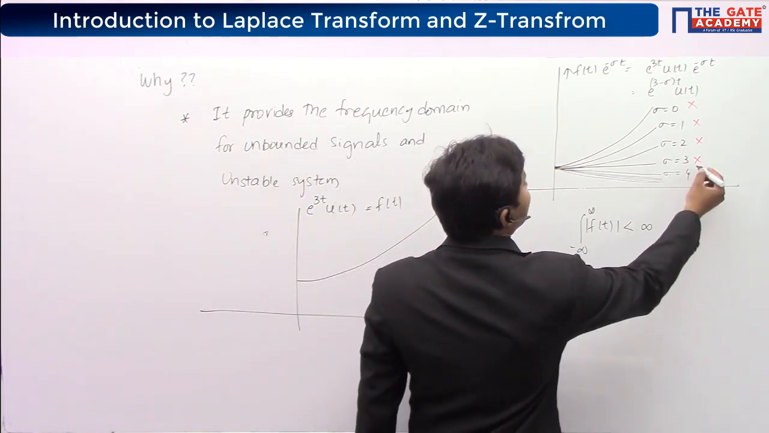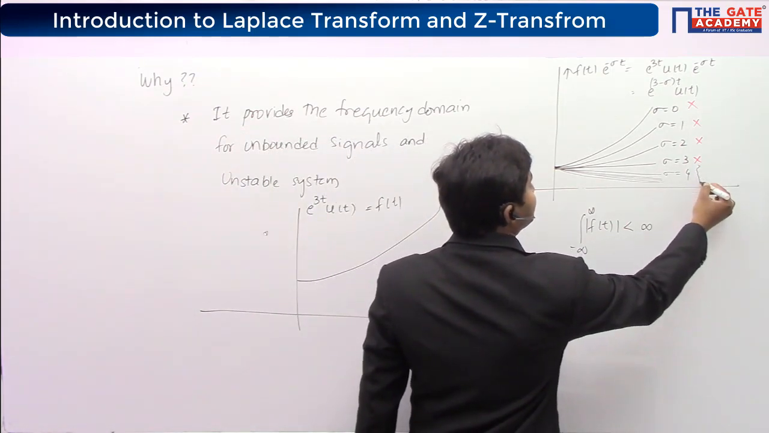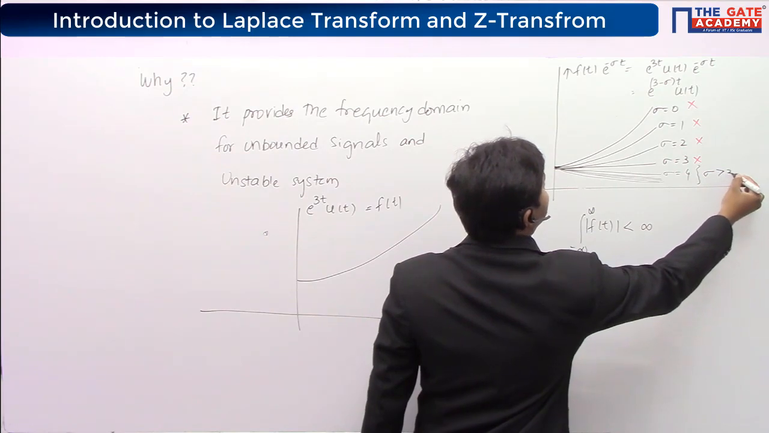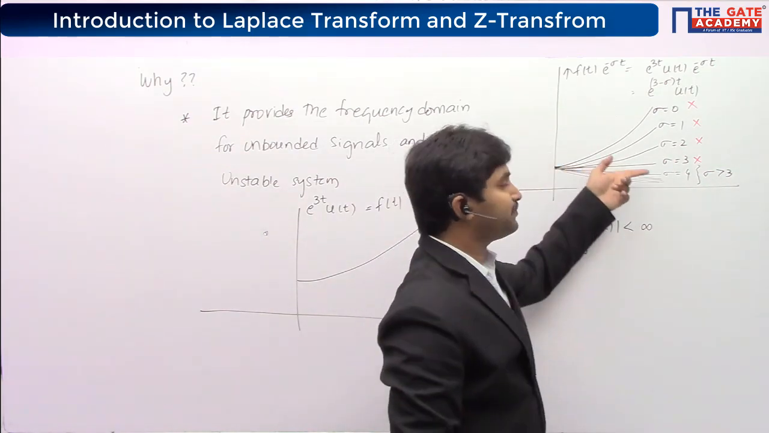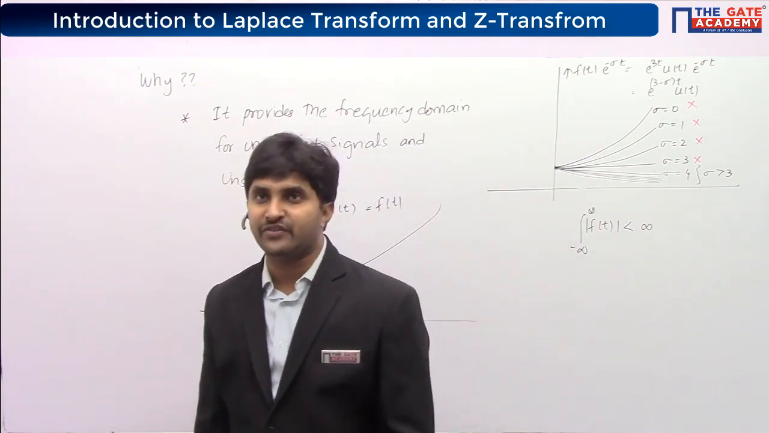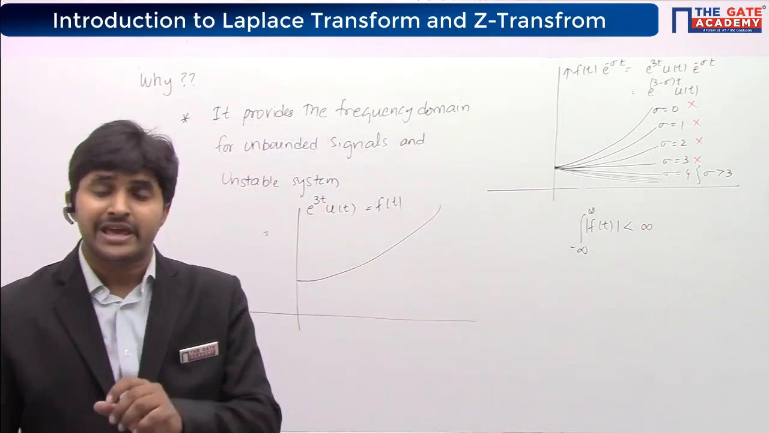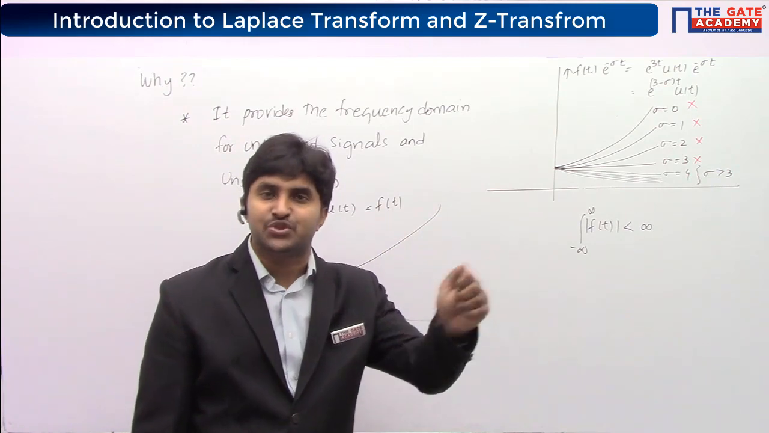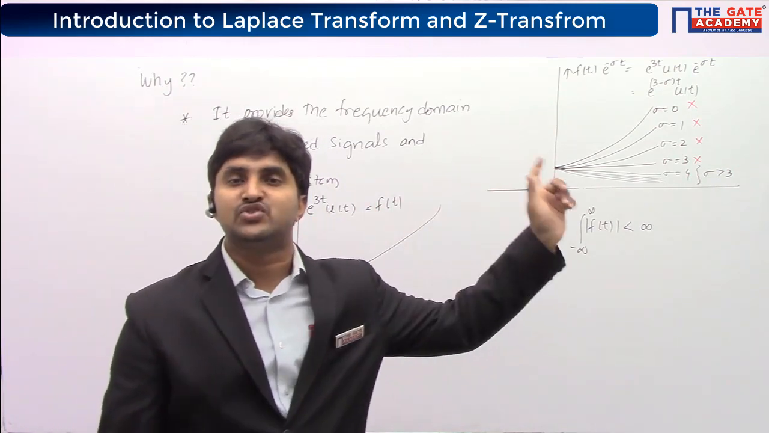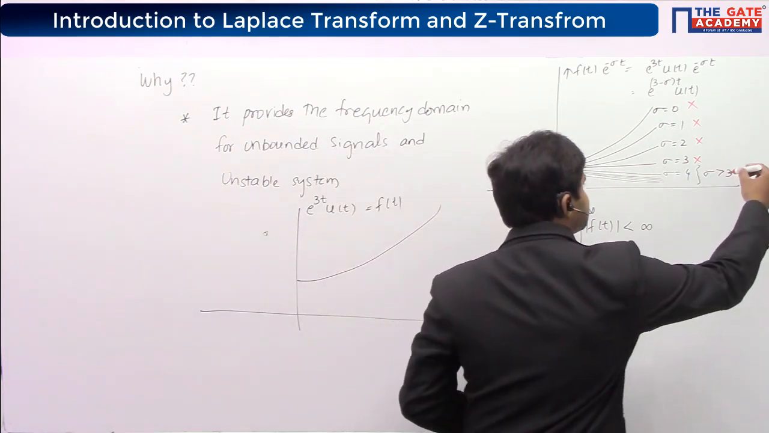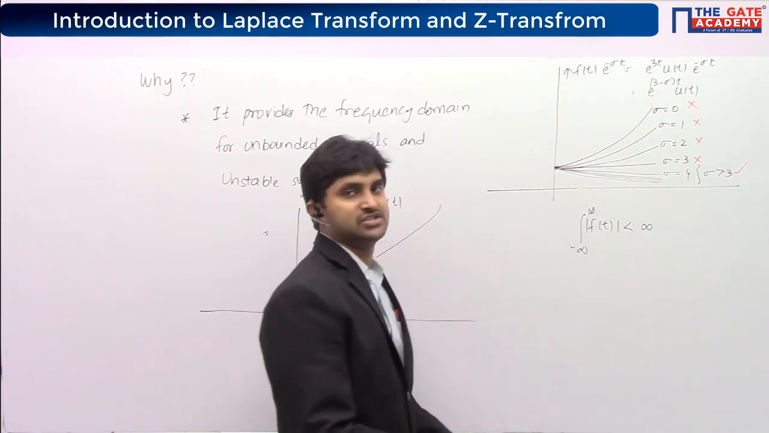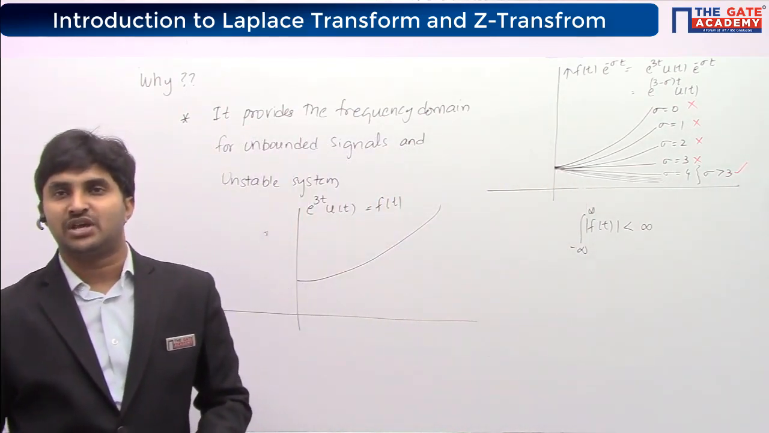So any value of sigma greater than 3 is going to make this function a decaying function. Not only sigma equal to 4, any value of sigma greater than 3 is now going to make this function a decaying function. So whenever you have a decaying function, yes, I can apply the Fourier transform in this case.